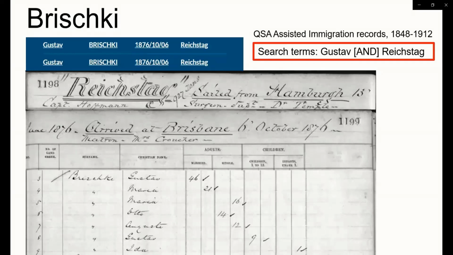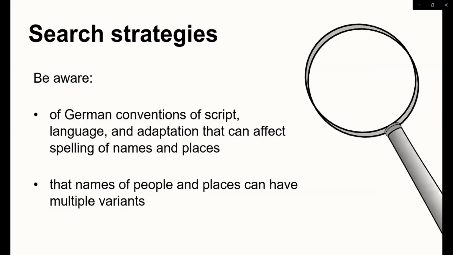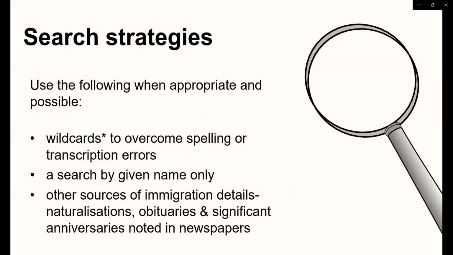So what does this tell us about the search strategies we need to employ? When beginning your research of your German emigrant ancestor, it's important to be aware, firstly, of German conventions of script, language, and adaptation that can affect spelling of names and places. And to be aware also that names of people and places can have multiple variants. Because German names can appear in so many variants, it's wise, wherever possible, to use databases and indexes that provide flexible search options. Use the following when appropriate and possible.